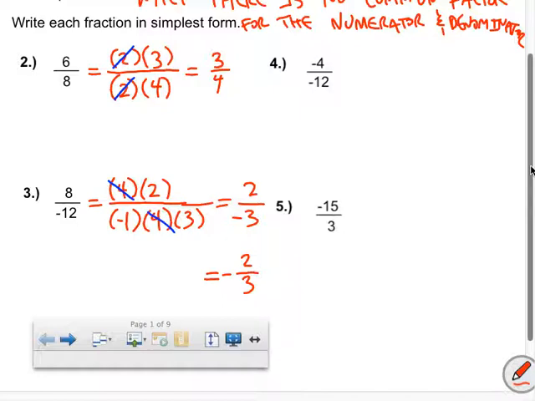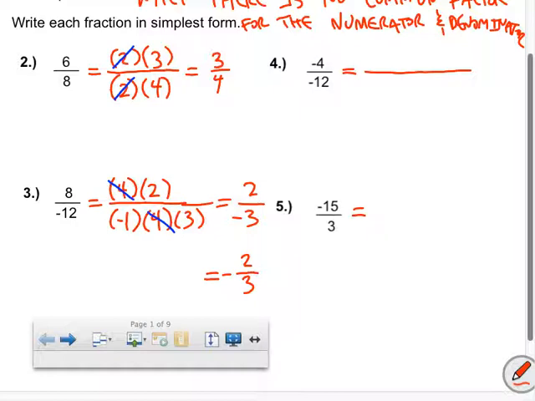Negative 15 over 3. I need to simplify that. Who can help me out with that one? Somebody I haven't heard from yet would be nice. Athila, yes, thanks for volunteering. The greatest common factor will be... 15 and 3? Oh, we're doing 3, my bad, you're right. The greatest common factor is 3, yep.